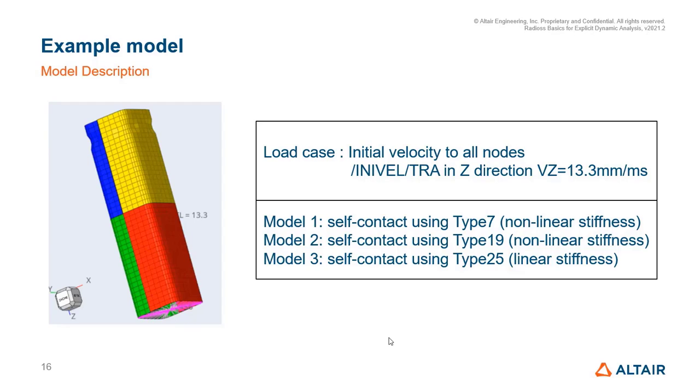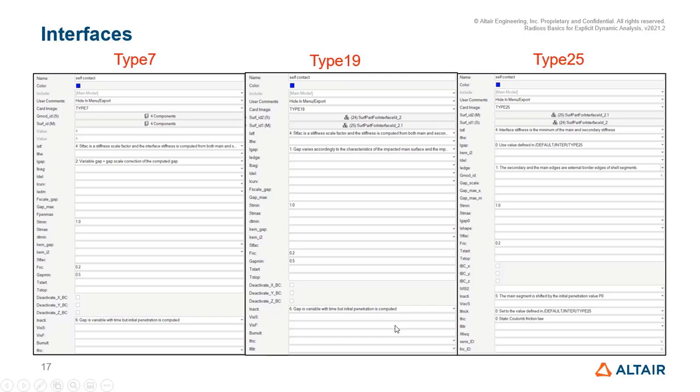So when I run these 3 models, I have the results like this. But before going to results, this is how the contact card looks in HyperWorks. The leftmost is type 7 contact, the middle one is type 19, and the rightmost is type 25 contact. So you can define your sets for slave and master. For type 7 contact, my nodes are taken from these four components and the surface is taken from these four components.